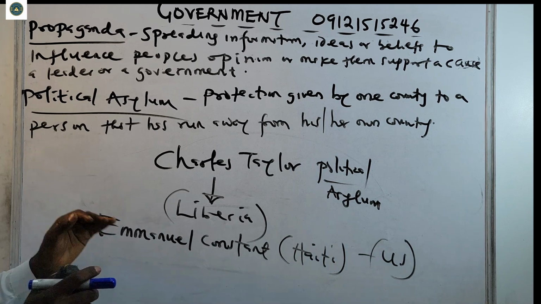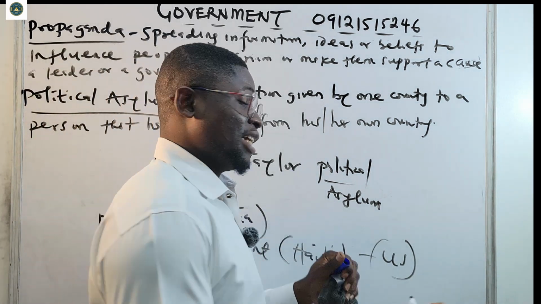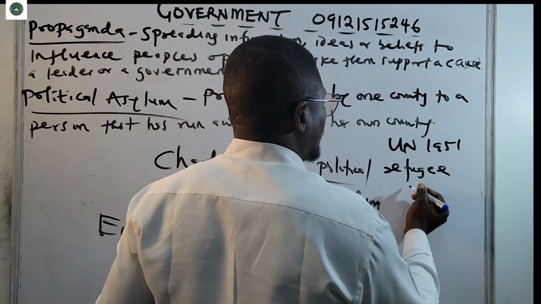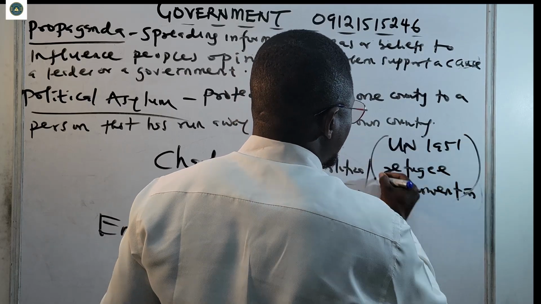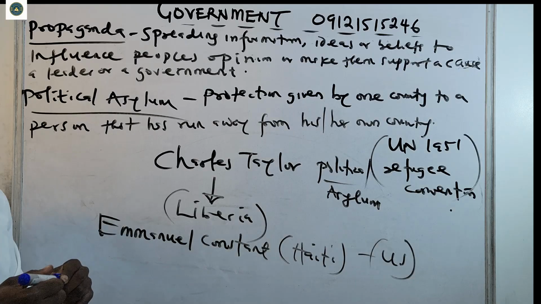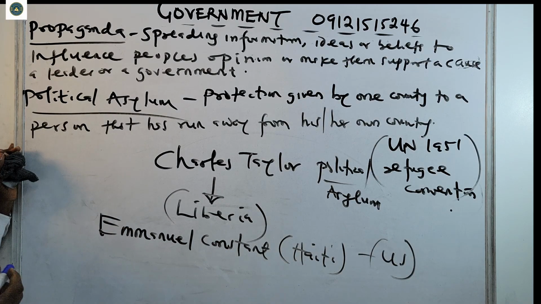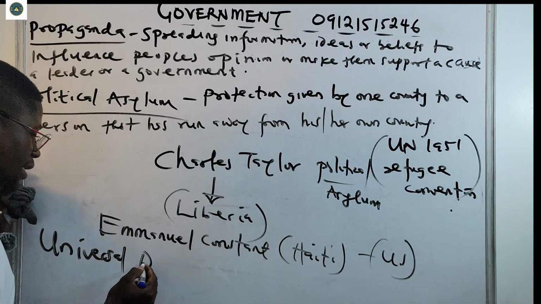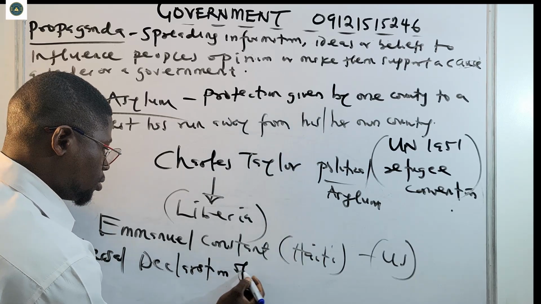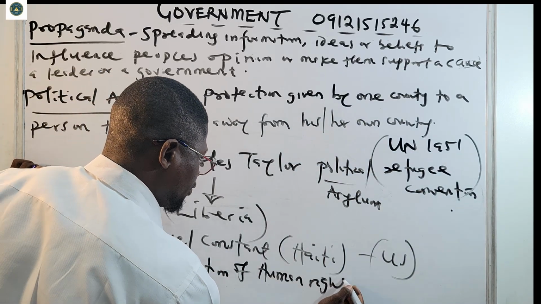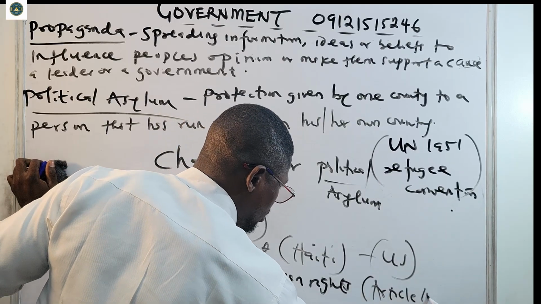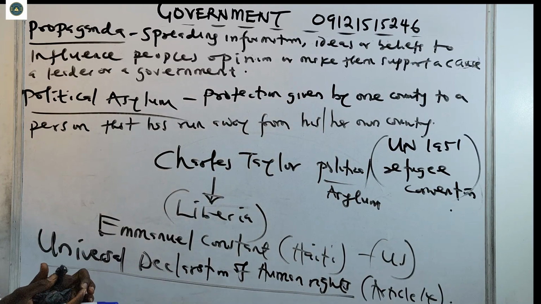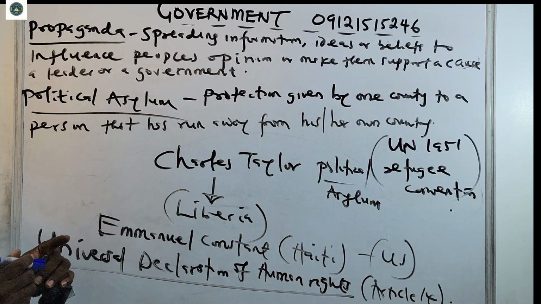Political asylum is enshrined in international law, like the UN 1951 Refugee Convention. This is one of the laws. Then we also have another one, the Universal Declaration of Human Rights. Article 14 of the Universal Declaration of Human Rights gives everyone a right to seek asylum in another country. So that is that.